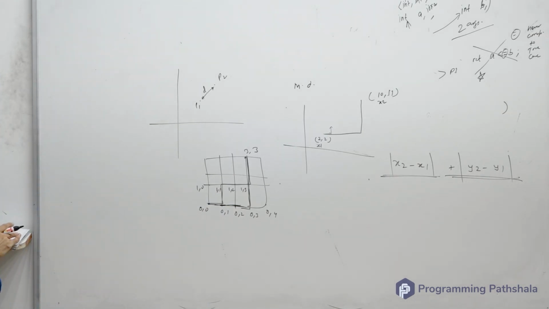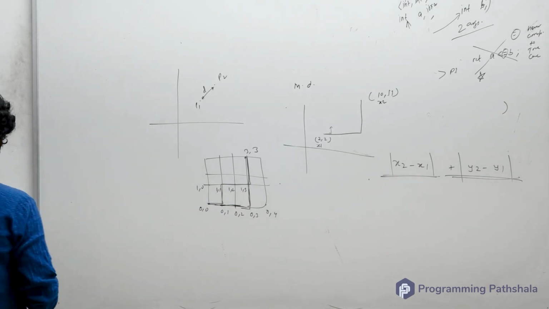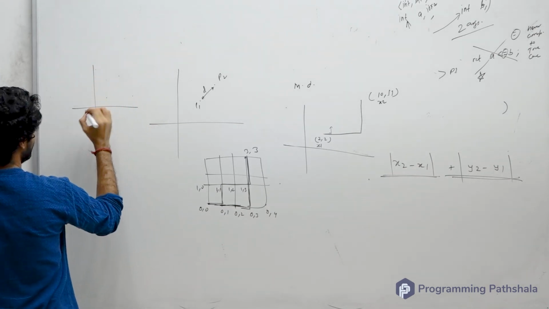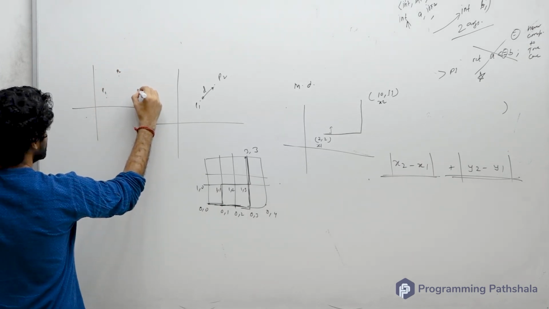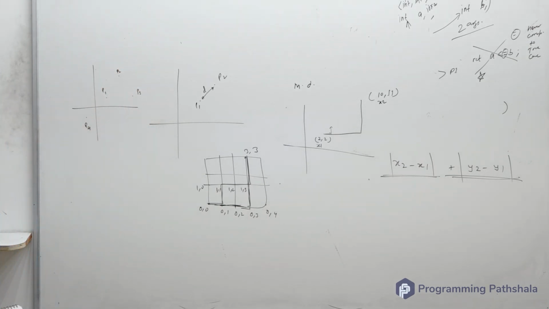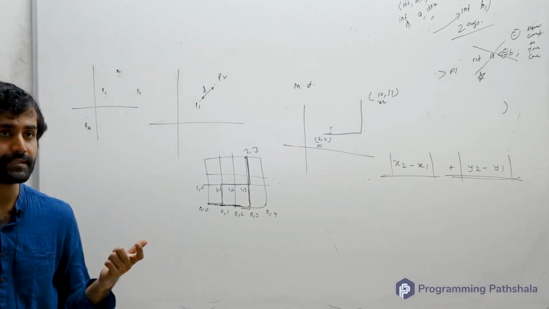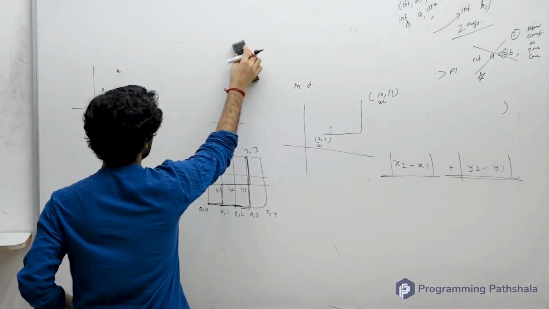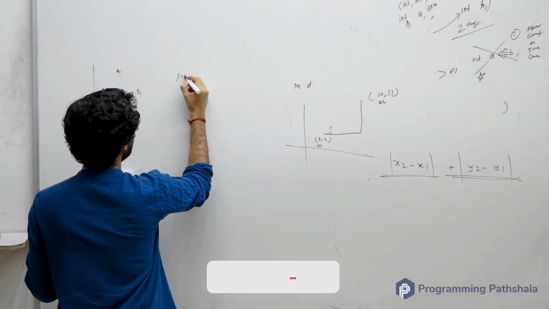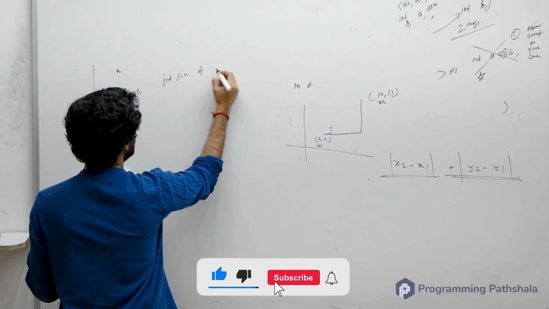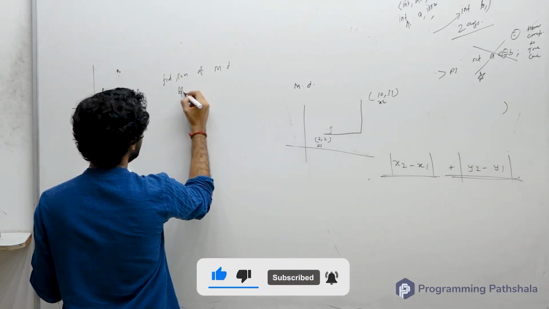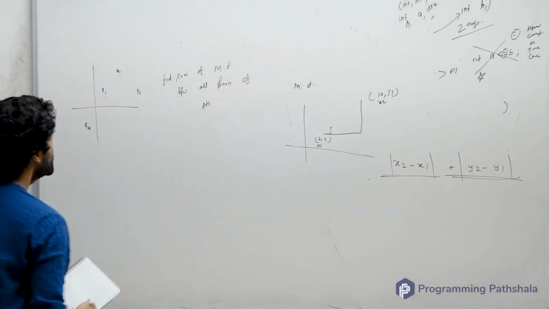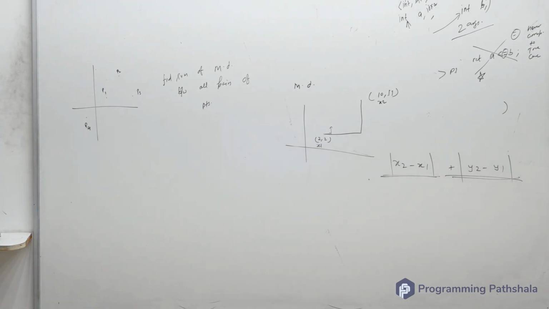Okay, now listen to the original question. The question says that there are many points, P1, P2, P3, P4, okay. Now you can easily use this formula and compute Manhattan distance between any pair of points. But what I want you to do is, I want you to find sum of Manhattan distances between all pairs of points.